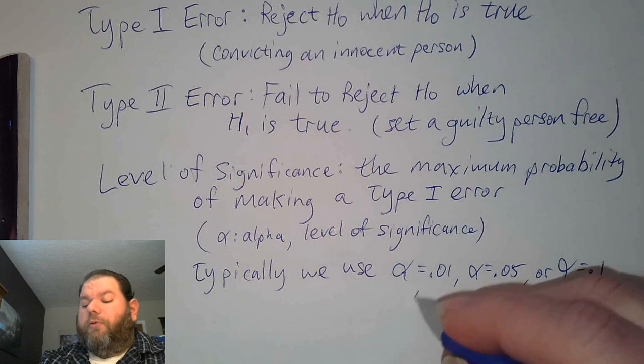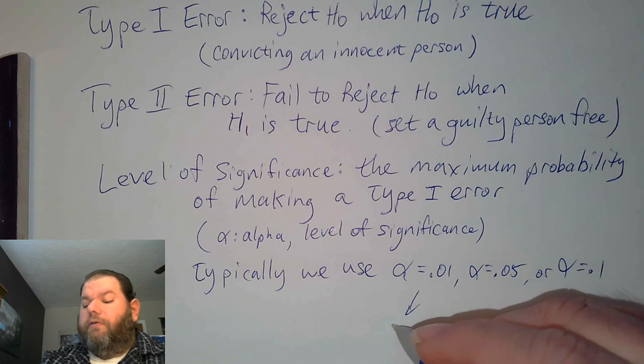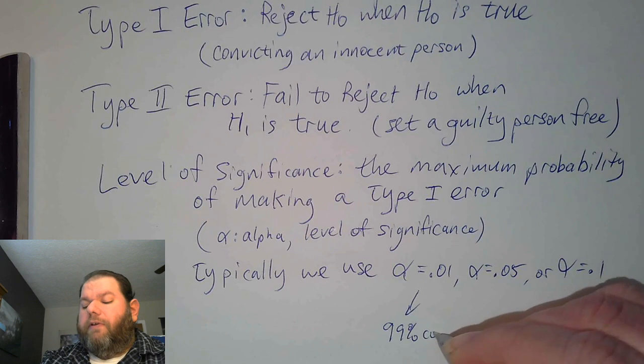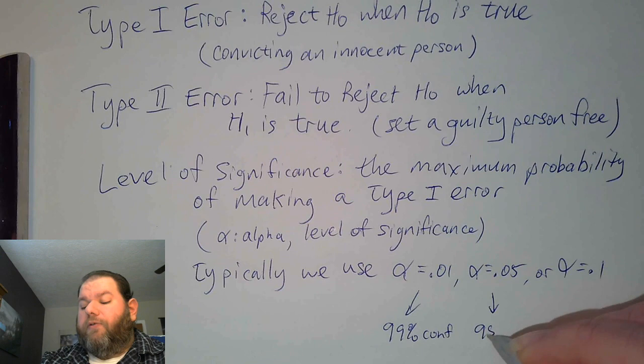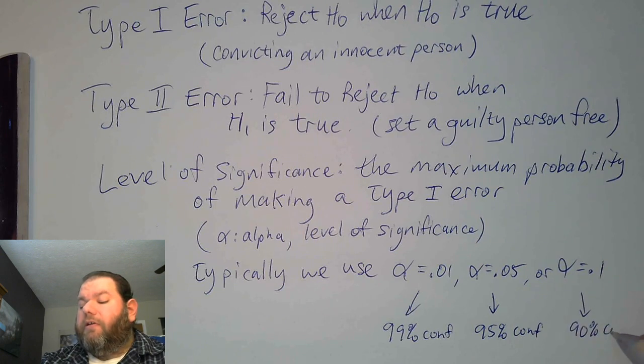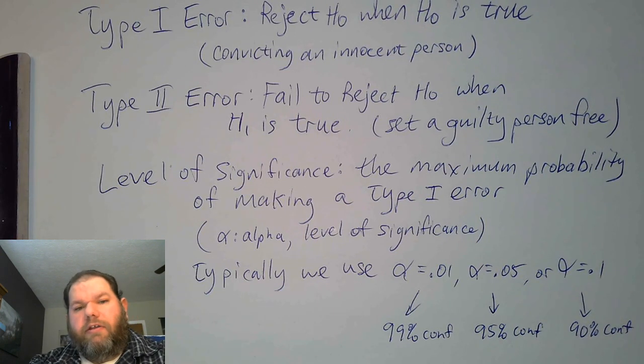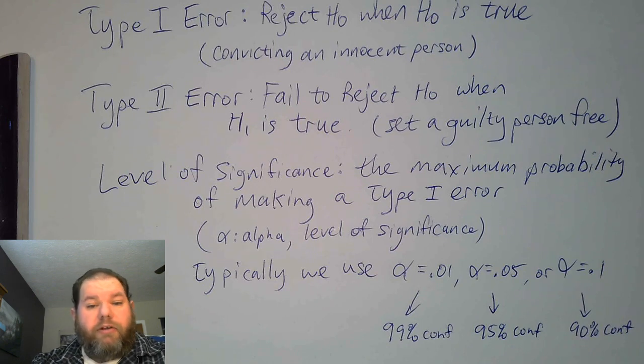Now alpha equals 0.01 basically corresponds to 99% confidence. Alpha equals 0.05 is basically 95% confidence. And alpha equals 0.1 is basically 90% confidence. That's the comparison we can make to confidence intervals. So 1 minus alpha is our level of confidence. And I think I mentioned that specifically back in chapter 9.